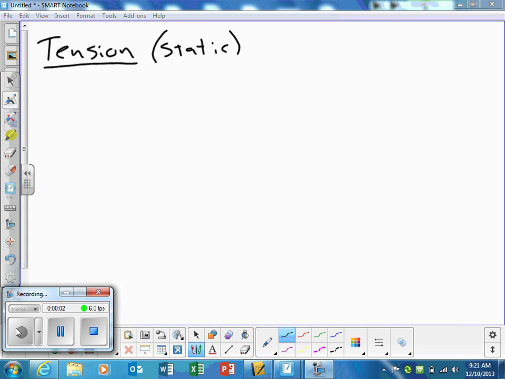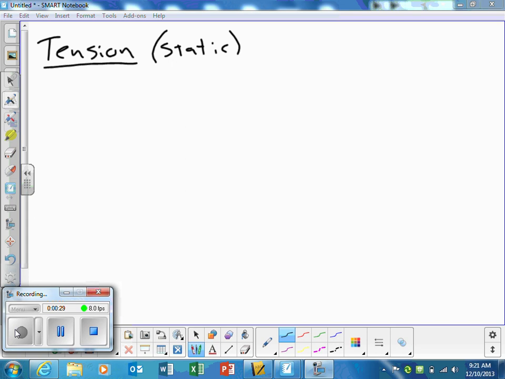Okay, welcome everybody to physics. We're talking about tension in a static situation. So static means it's not moving. So this would be like hanging signs or hanging eaves off the edge of a building. This would be part of what we need to do for that.